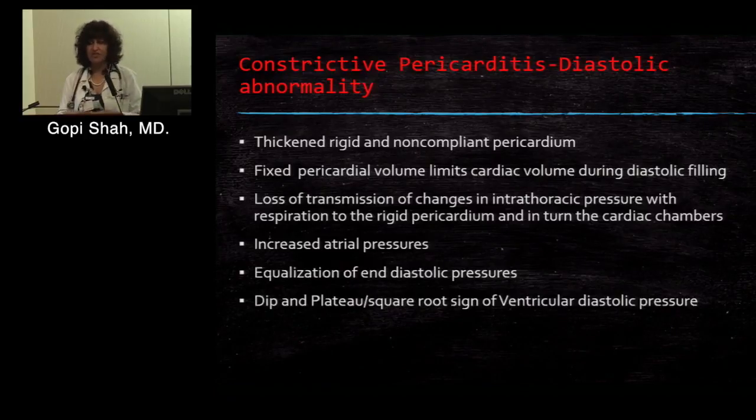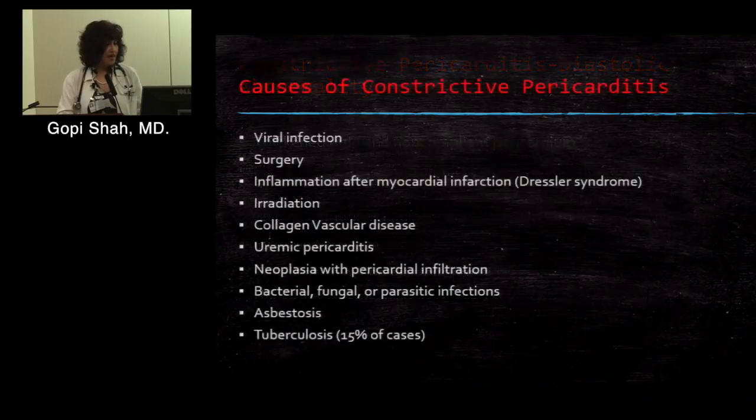There's loss of transmission of the intrathoracic pressures. What does that mean? With inspiration, when there is a decrease in the pulmonary venous flow pressure, the LA still has very high pressures, as does the LV EDP. So you have loss of transmission. That's why with inspiration, you have a decrease in your transmitral flow, and with expiration, you have it reciprocal. There is equalization of end diastolic pressure. You see the classic dip and plateau on the caths.